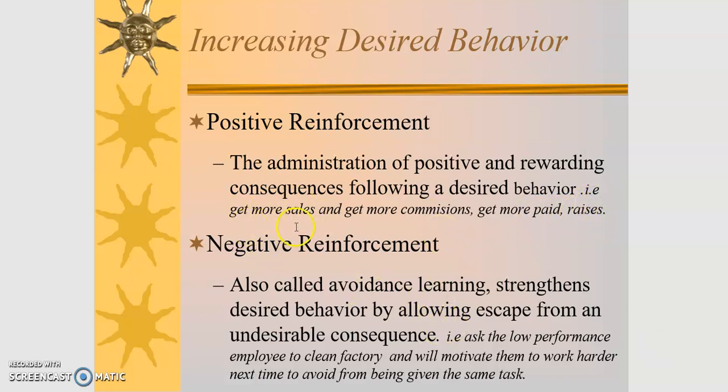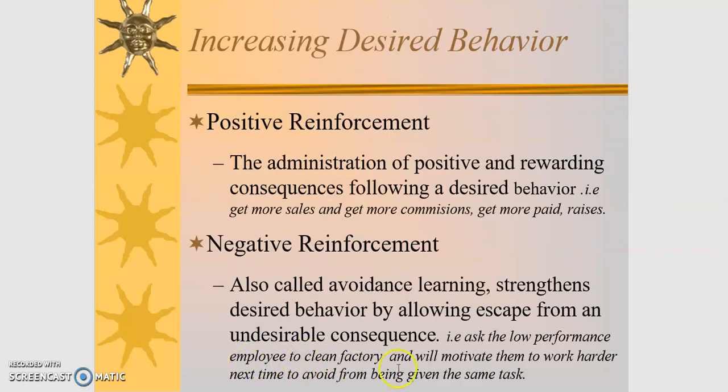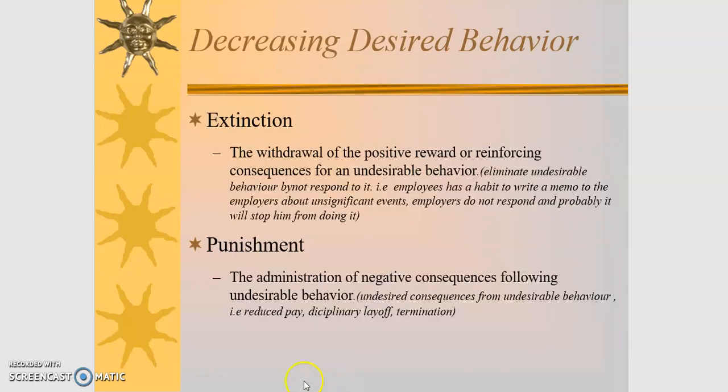And then negative reinforcement, also called avoidance learning, strengthens desired behavior by allowing escape from an undesirable consequence. For example, under negative reinforcement, we ask the low performance employee to clean up the factory, and this will motivate them to work harder next time to avoid being given the same task.